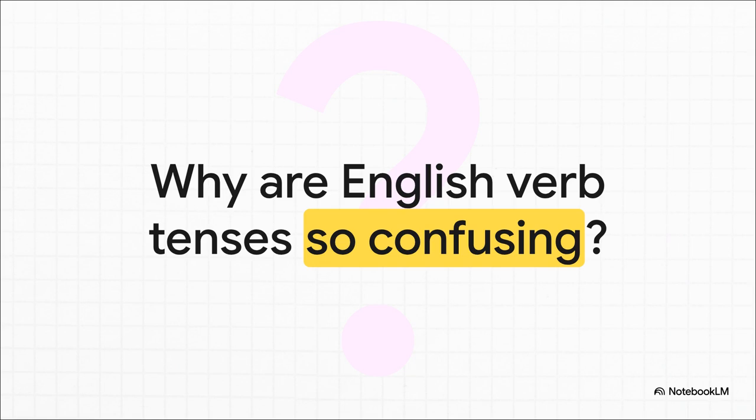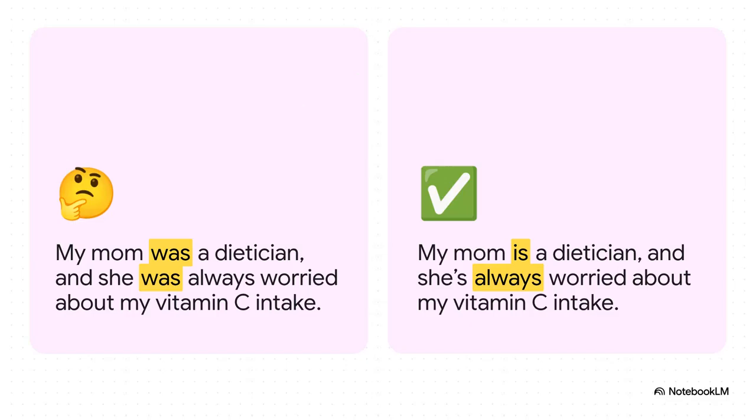Well, if you've ever found yourself stuck between saying, I did, I have done, or I had been doing, you're in good company. It's a huge challenge, mostly because one tiny little change in a verb can totally flip the meaning of what you're trying to say. Just look at this. The only difference is was versus is. But think about the story each one tells.